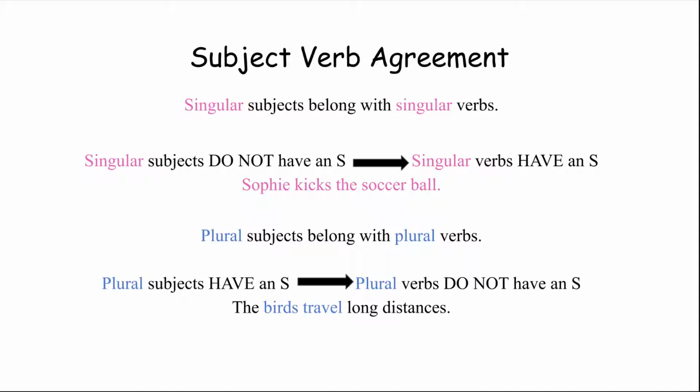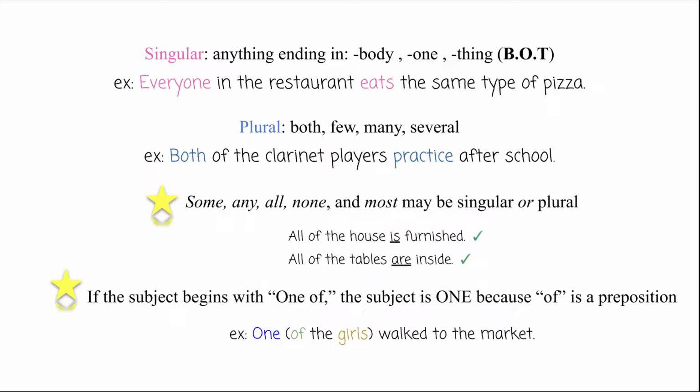On the other hand, plural subjects usually do have an S, while plural verbs usually do not have an S. So for example, the birds travel long distances. Birds is my subject, plural because there are many birds. My verb, travel, is plural, but it does not have an S. If that helps you, just remember opposites for there. So like Jenna said, that's a good rule of thumb.